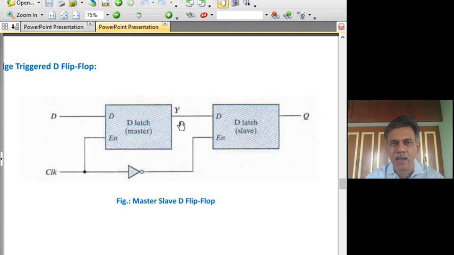And during the transition from 1 to 0, or the trailing edge or negative edge of the clock, the value present in the master will be transferred to the slave and it will be available at Q. So this is the function of the master slave D flip flop. So it is an edge triggered one and it is a negative edge triggered one.